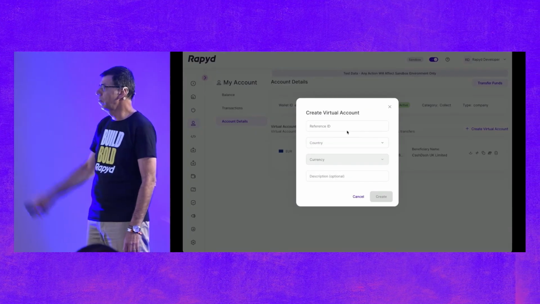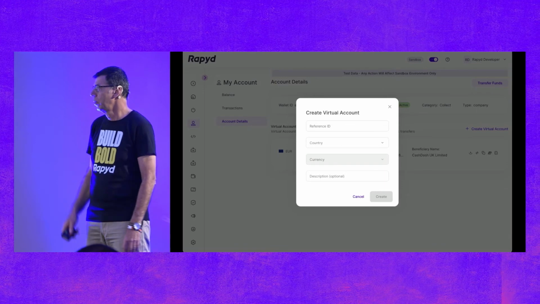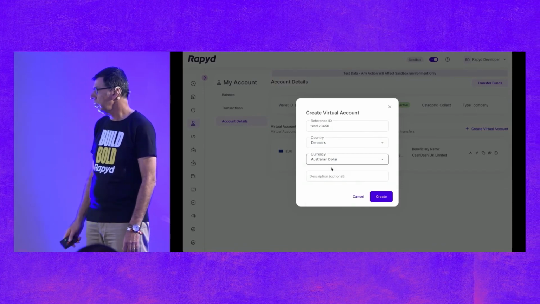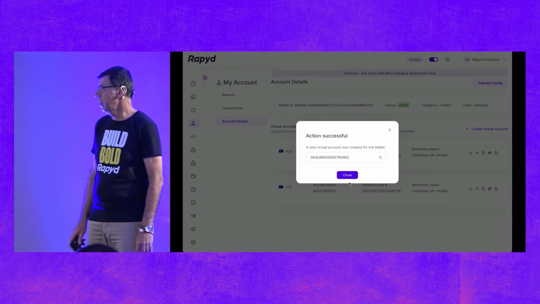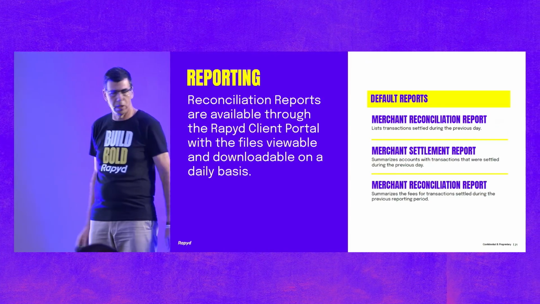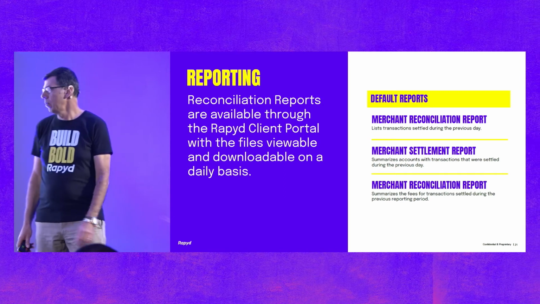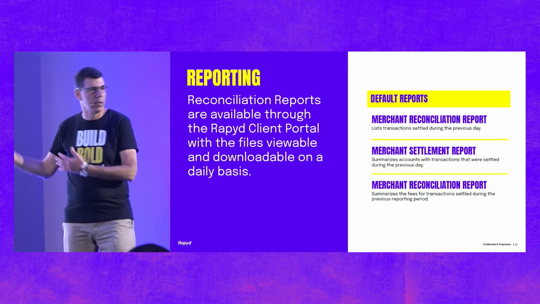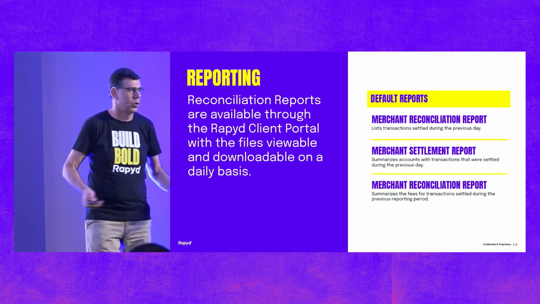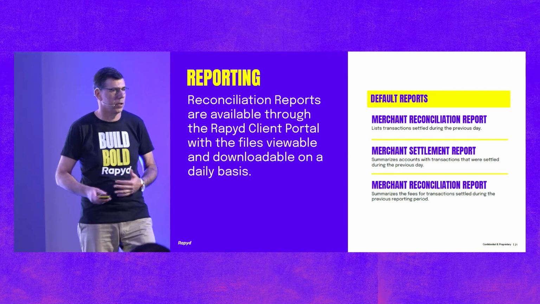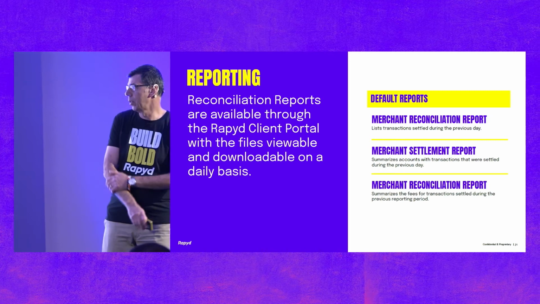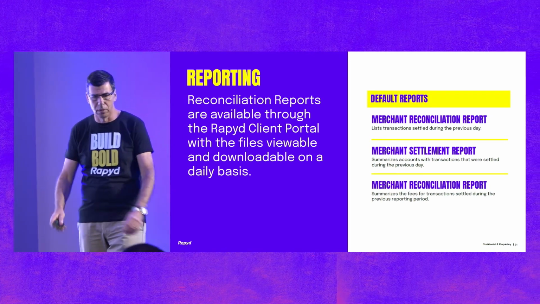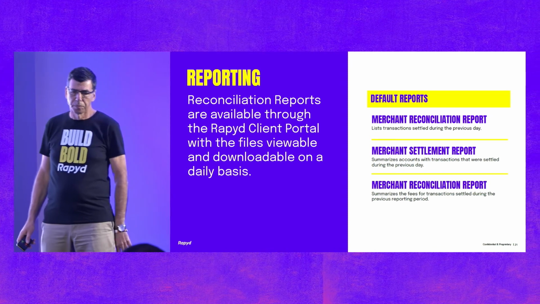You want to add another virtual account in another currency. You select the currency, you select the country. And now you have two separate virtual accounts in your Rapyd client account. So this is all it takes to issue two bank accounts, different currencies, different countries in your Rapyd client portal. This is obviously supported by the API like all other Rapyd capabilities.